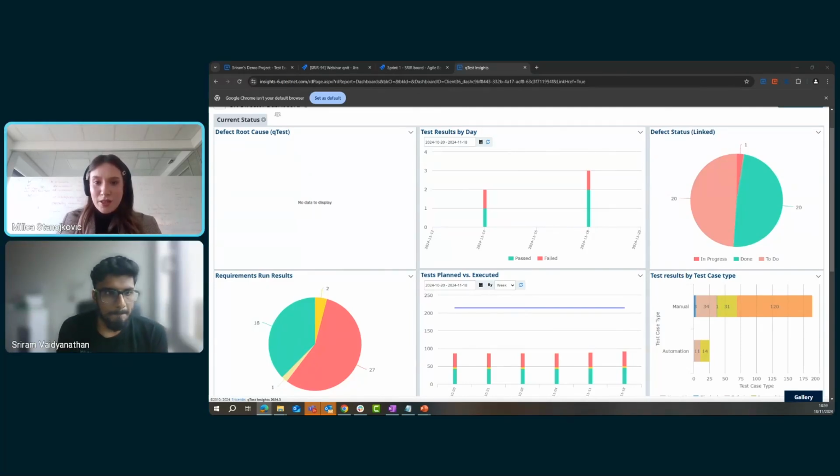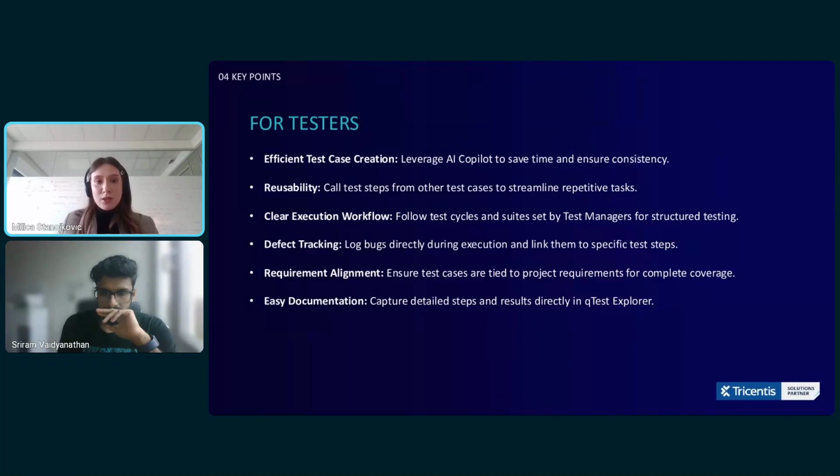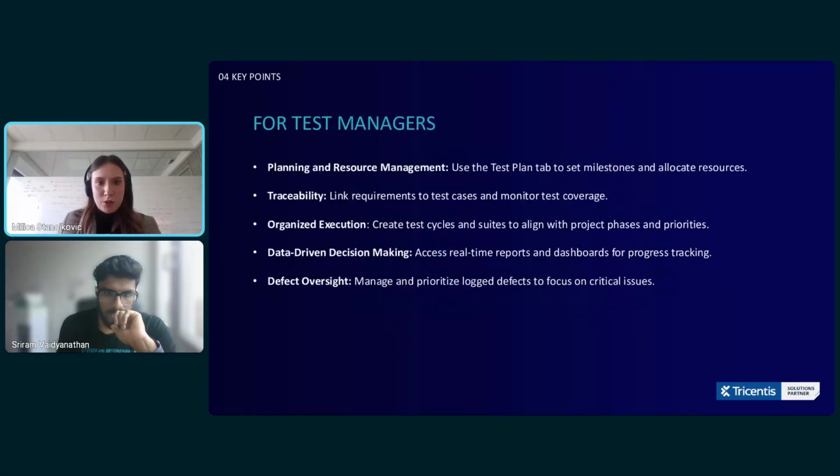Thank you, Sriram. I think we can still see the screen. Just to summarize everything, what do you get as a tester while using qTest? It allows for efficient test case creation, reusability, clear execution workflow, defect tracking, requirement alignment, and easy documentation in qTest Explorer. And for test managers, planning and resource management is pretty easy. There is traceability, executions are organized, data-driven decision-making, and defect oversight as well. So this will be a quick summary.